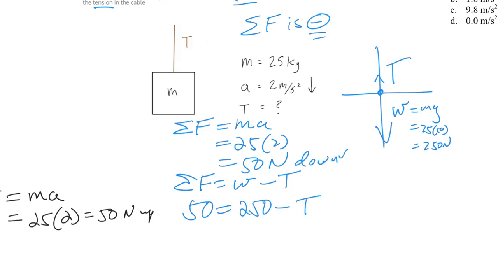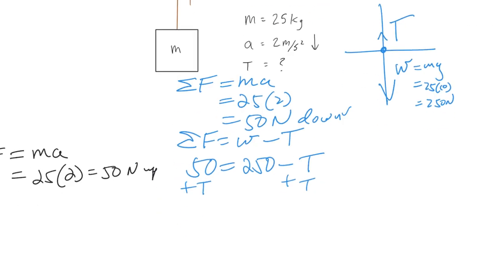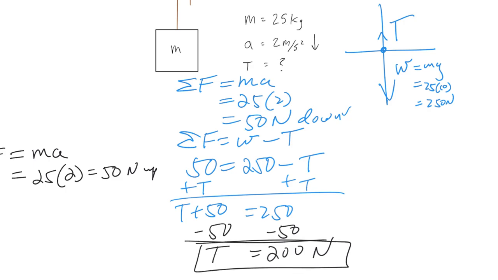Let's add T to both sides. Okay, so 250 is equal to T plus 50. And then I'm just gonna subtract 50 from both sides. So 200 is equal to T. Okay?